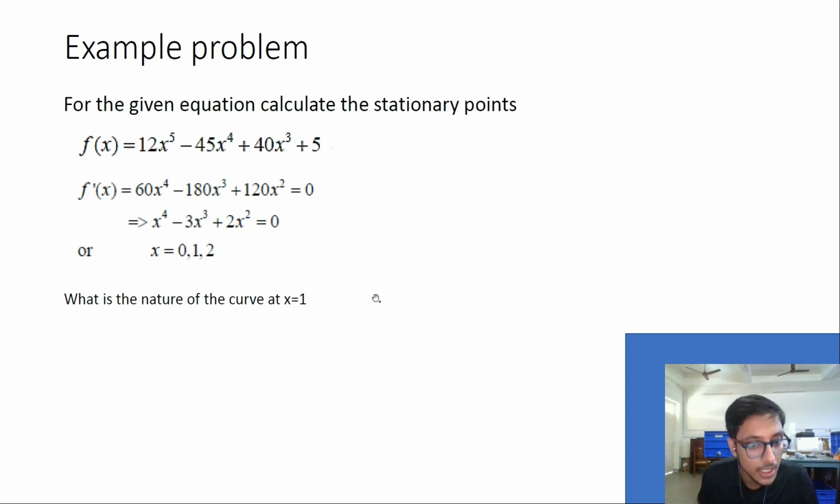Can anyone tell me what is the sign of the second derivative? One more tip, if you want to keep it: you see this is 60x to the power 4 minus 180x cubed plus 120x squared. When we are going for the second derivative, we are interested in the sign, not the exact value, so you can just take common factors and make your life easy. Can anyone tell me whether the second derivative at x equal to 1 is positive or negative?